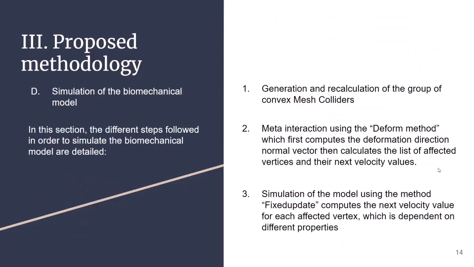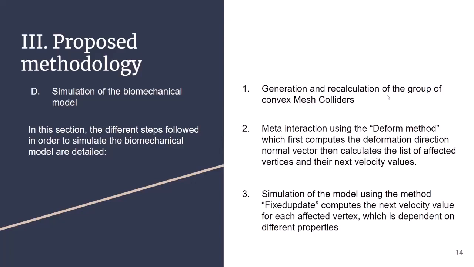Our final step is the simulation of the biomechanical model. In this section, there are 3 vital steps in order to simulate our biomechanical model. As a first step, we will generate and recalculate the group of convex mesh colliders that we mentioned earlier in order to estimate the mesh colliders' position, and effectively the deformation of the model slightly.